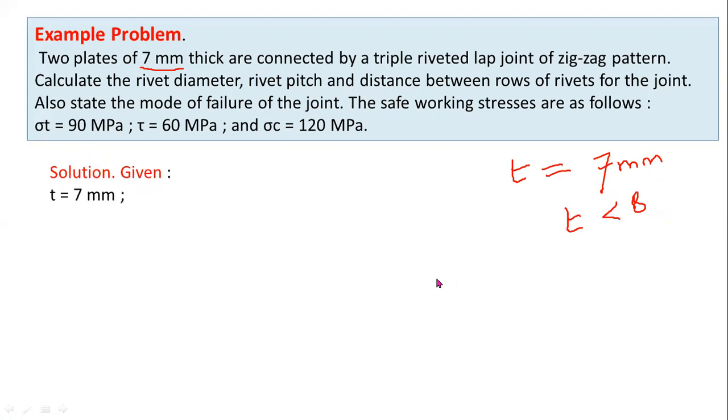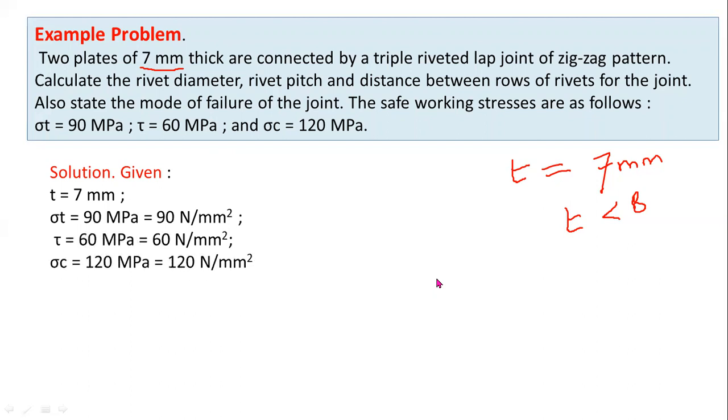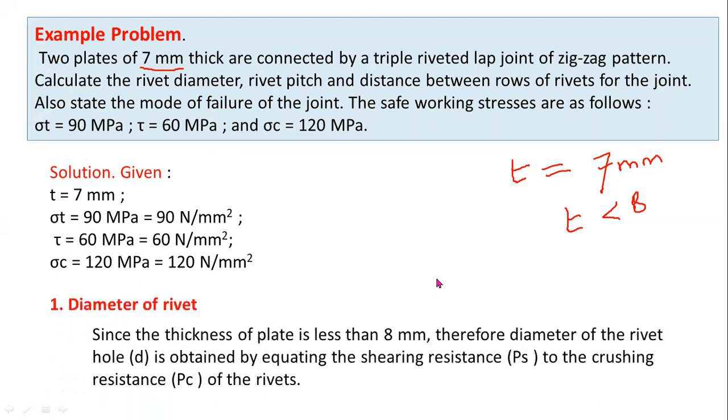Given data: thickness of the plate equals 7 mm, tensile stress sigma T equals 90 megapascal, shear stress 60 megapascal, crushing stress 120 megapascal. Here the thickness of the plate is less than 8 mm. Therefore, the diameter of the rivet hole is obtained by equating the shearing resistance to the crushing resistance.